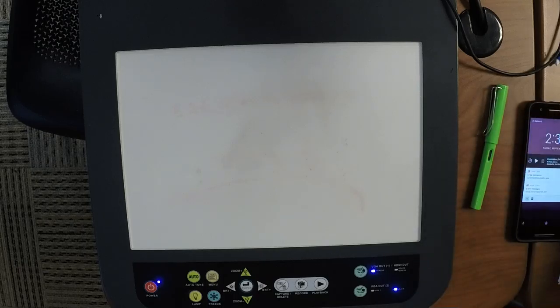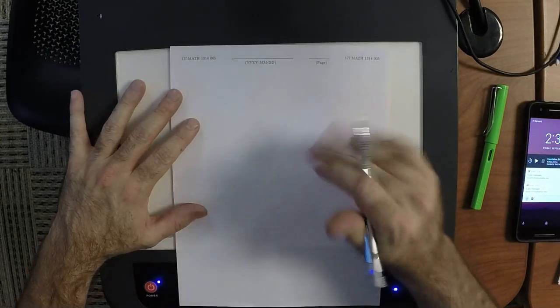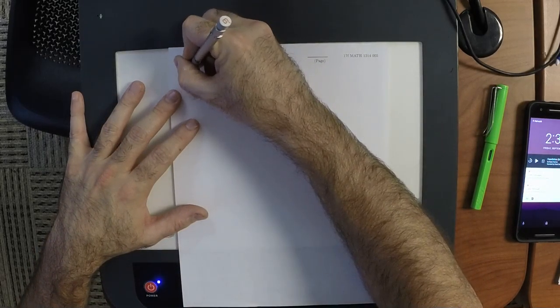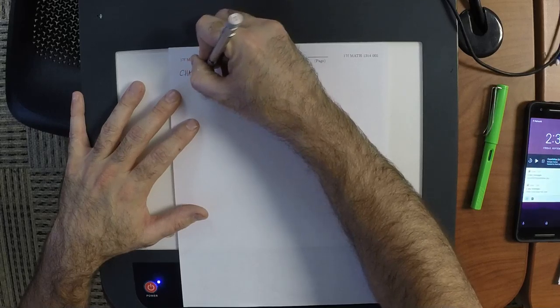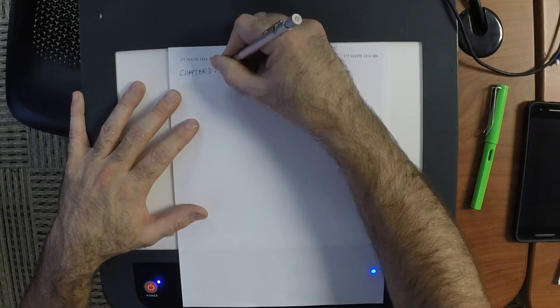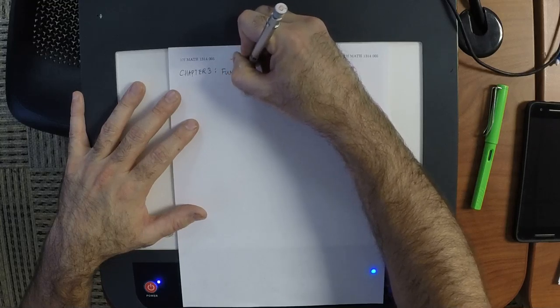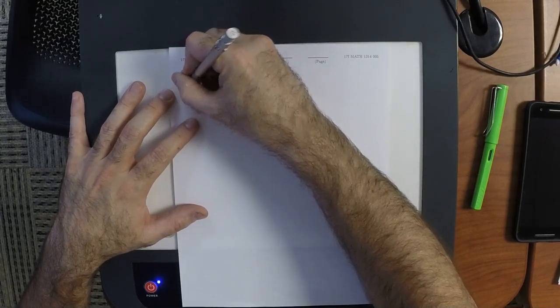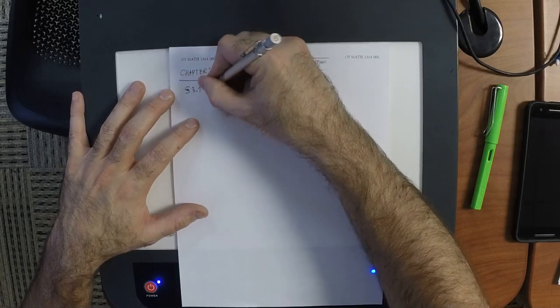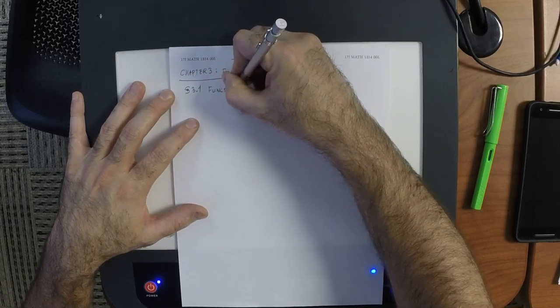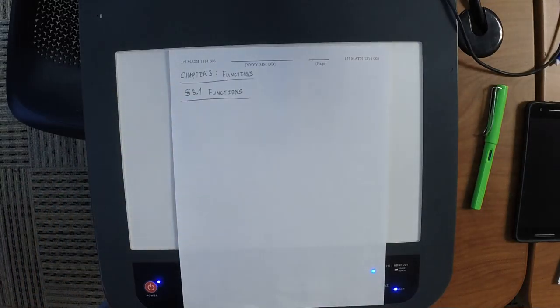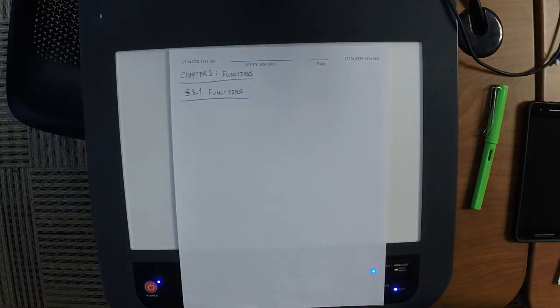Good. So now we're in section 3.1. So we're in chapter 3. We're now leaving chapter 2 and we've made it to chapter 3. Chapter 3 is about functions. And the name of section 3.1 is, appropriately enough, functions. Actually, it's not. But I'm just going to call it that because I don't really care for the name they chose in the book.